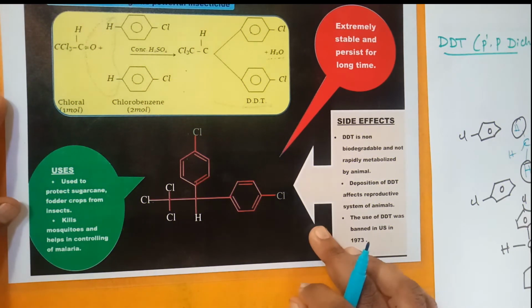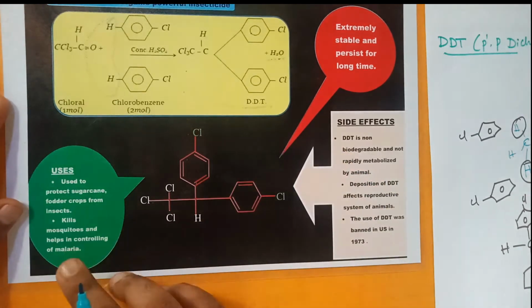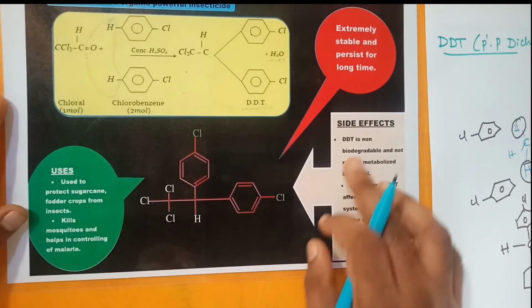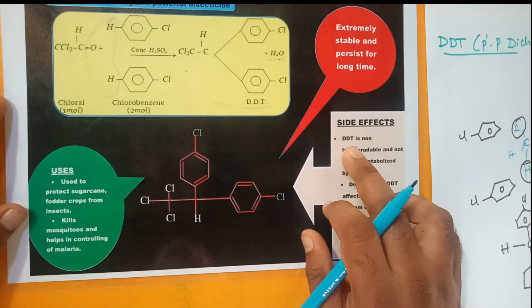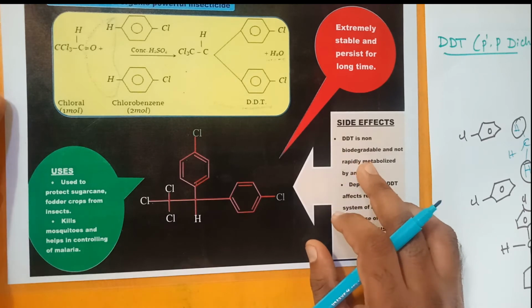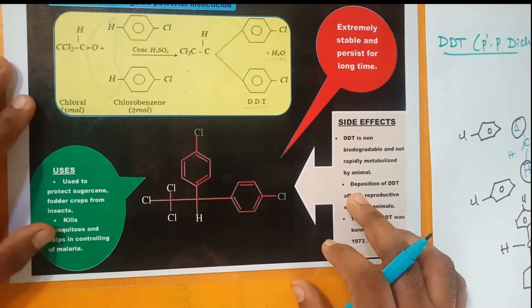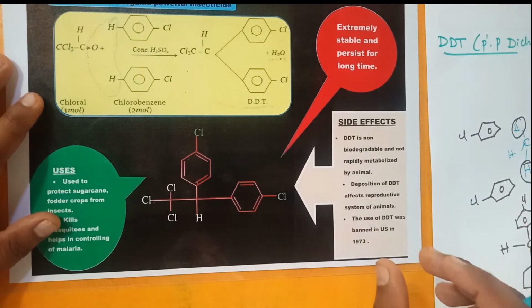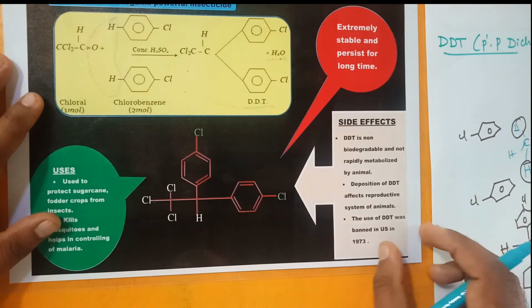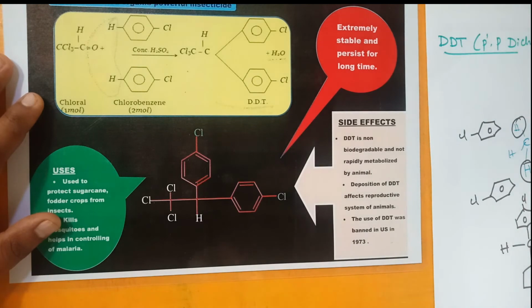Is it clear friends? Next friends, when we come across the side effects of DDT, DDT has much more side effects than uses. Look here friends, DDT is non-biodegradable. It cannot be completely biodegraded, so it is not rapidly metabolized by the animals. It is stored in the reproductive system of the animals. The deposition of DDT can affect the reproductive system of the animals.